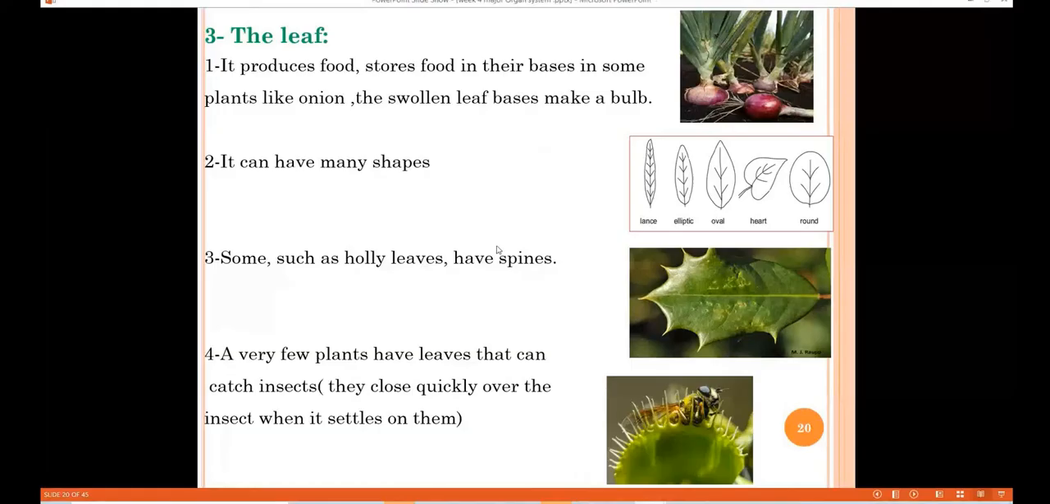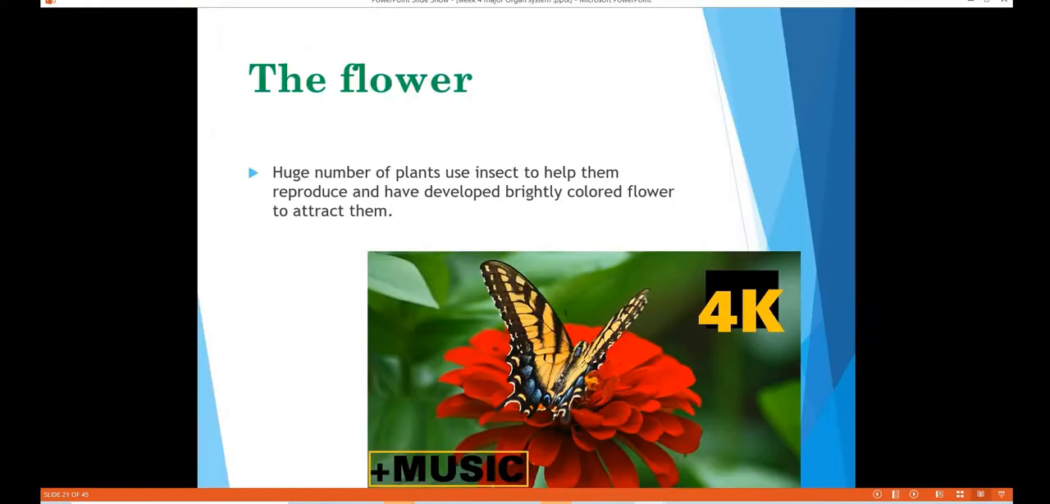So let's get back to our lesson. The various types of leaves we have are like this. It can have many shapes. It can be oval, heart shape, round shape. And you have some of the leaves like these holly leaves which have spines at the end. And very few plants can also eat insects, like the Venus flytrap. They close quickly over the insect when it settles on them. It traps the insects inside and later digests them with the help of the digestive enzymes which are released. So that's it about the leaf.